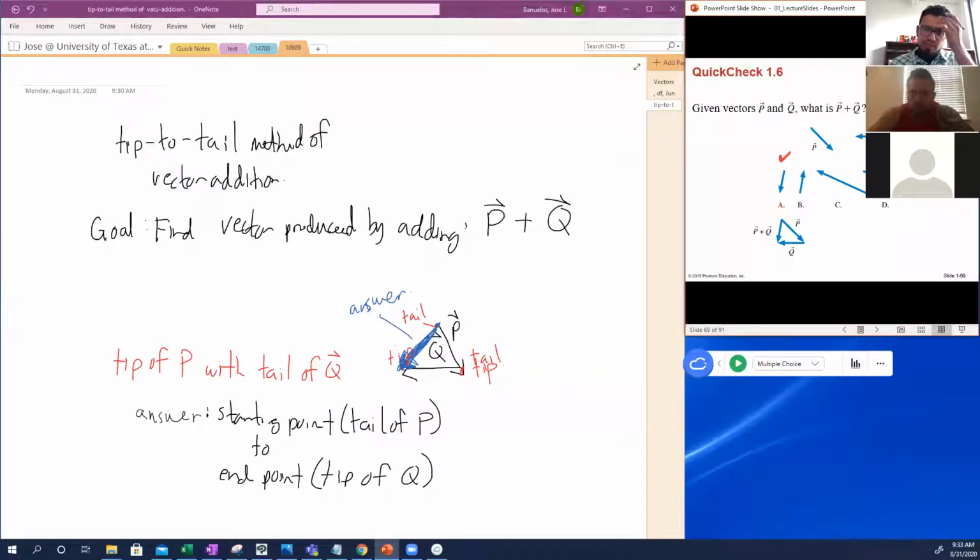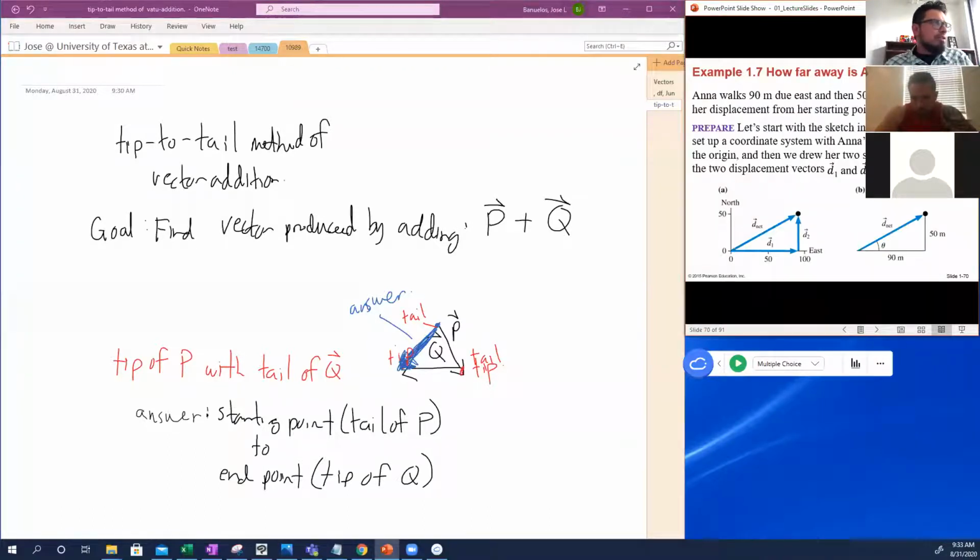So thank you for asking it, because even though for a lot of you it might seem pretty straightforward and obvious, you're going to be doing a lot of this vector addition, and later on it's going to get even a little bit more complicated. So these are basics that you have to make sure you understand.